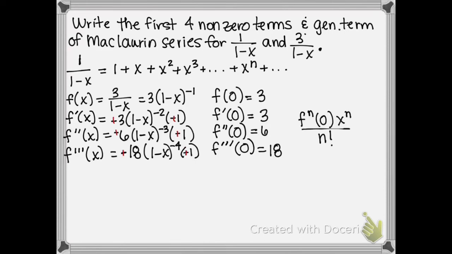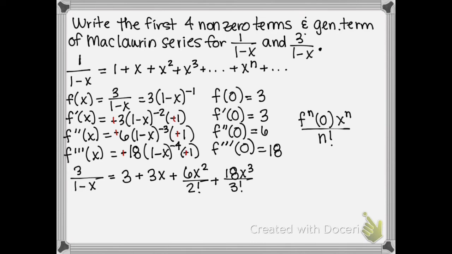Okay, so I have written out all my derivatives. Let's go ahead and formulate our Maclaurin series. So 3 over 1 minus x is equal to 3 x to the 0 over 0 factorial plus 3 x to the first over 1 factorial plus 6 x squared over 2 factorial plus 18 x cubed over 3 factorial.